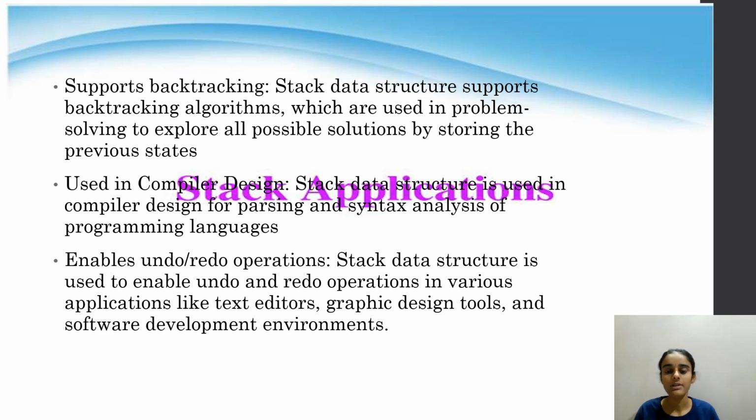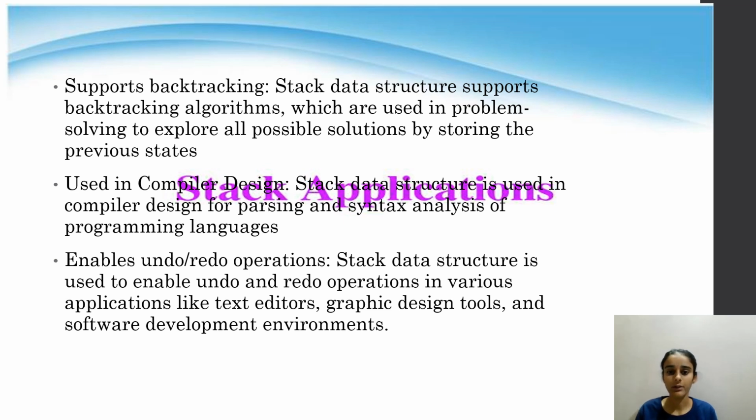Supports backtracking. Stack data structure supports backtracking algorithms, which are used in problem solving to explore all possible solutions by storing the previous states. Used in compiler design. Stack data structure is used in compiler design for parsing and syntax analysis of programming languages.